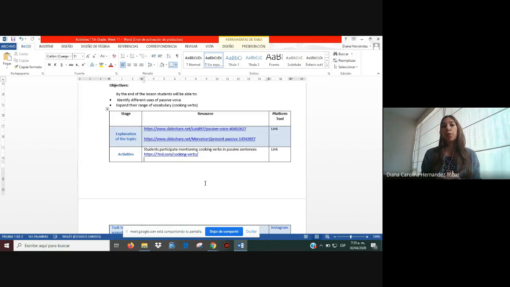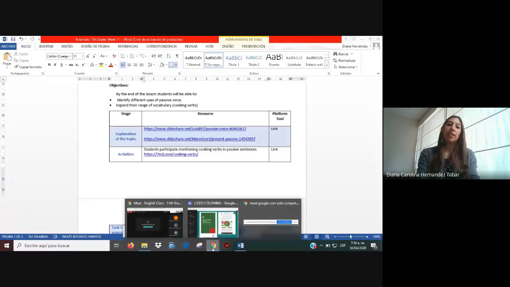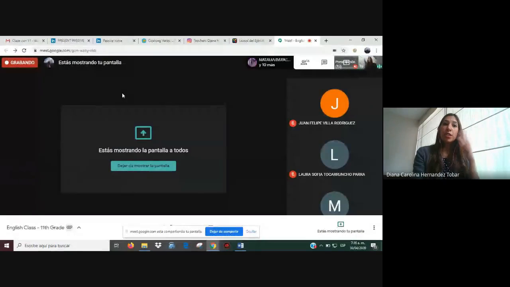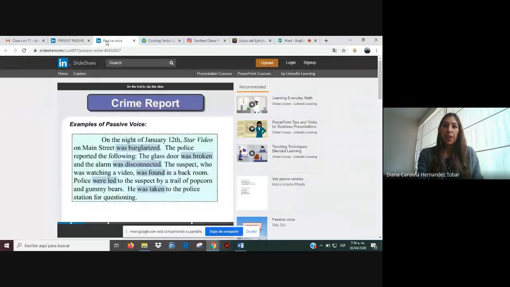This is very important because sometimes you just know the basic verbs, but it's important to continue expanding your vocabulary, okay? In that way, you're going to be able to understand different readings about different topics, right? Okay, so let's start by watching the different uses of passive voice.